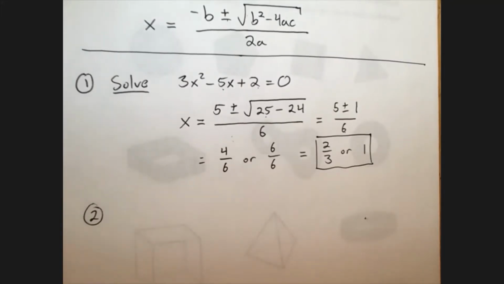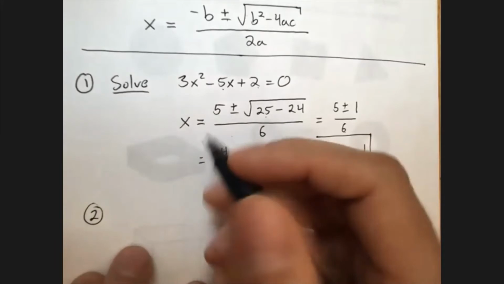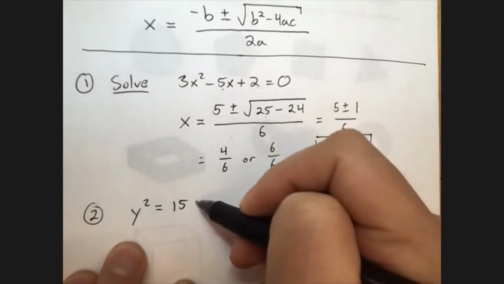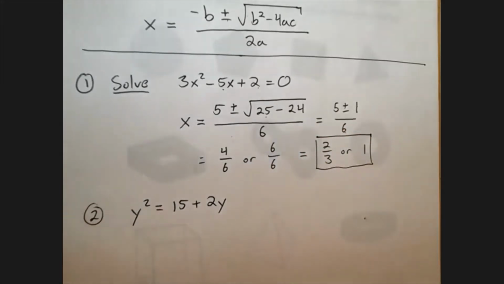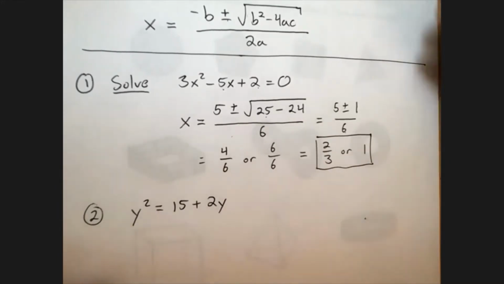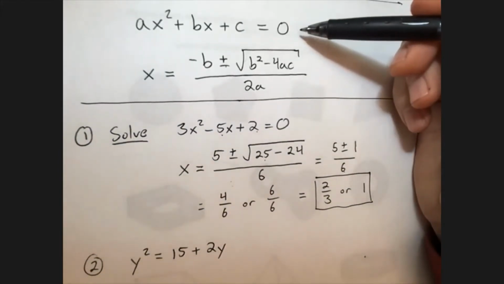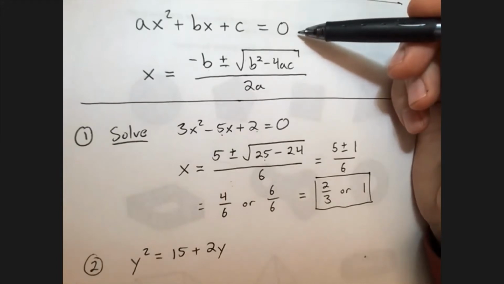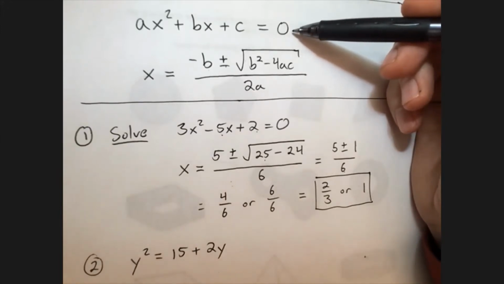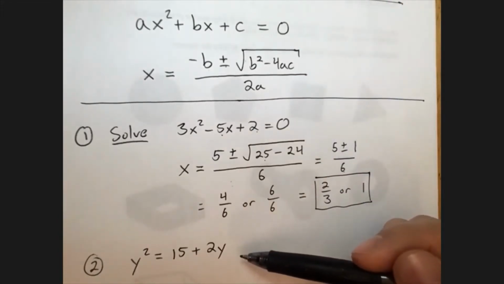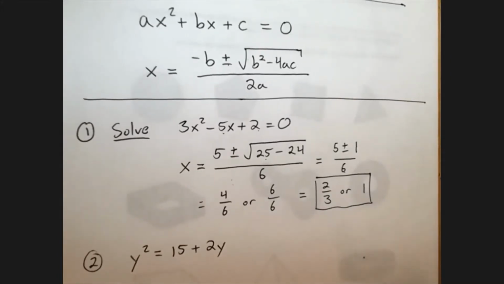Let's do another one. Let's do y squared equals 15 plus 2y. Okay, well, for this problem, we don't yet have it in the form to which the formula applies, right? We need to have it in this form. And what is that form? Well, we have a 0 on the right-hand side. So that's not yet like that. So we need to manipulate this equation a little bit using algebra so that there's a 0 on the right-hand side. So let's do that.